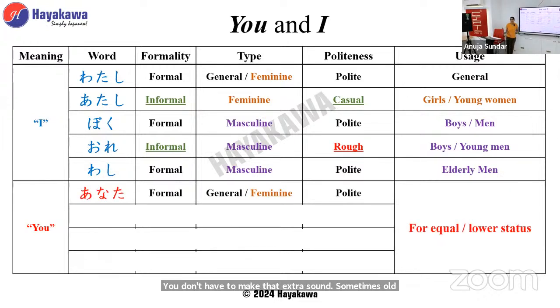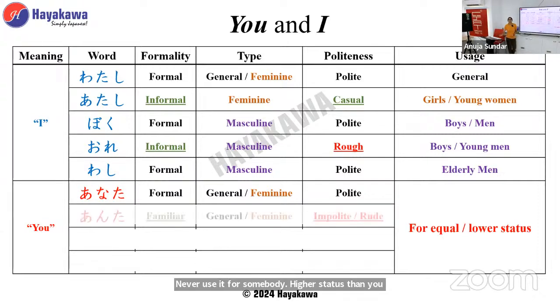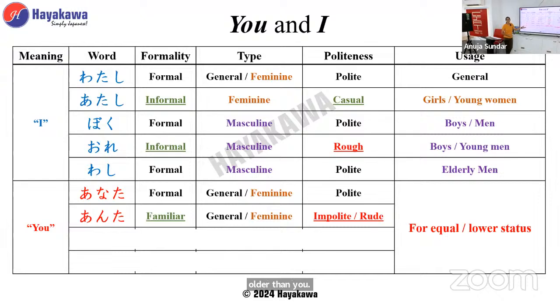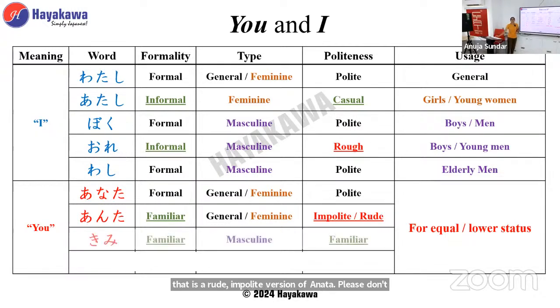For you, anata. Anata, it's formal, it's polite, but you can only use it for people of equal or lower status. Never use it for somebody higher status than you or older than you. How can we read it? Anta. Anta is a rude, impolite version of anata. Please don't use it. You will hear it if you watch things in Japanese, but don't use it.